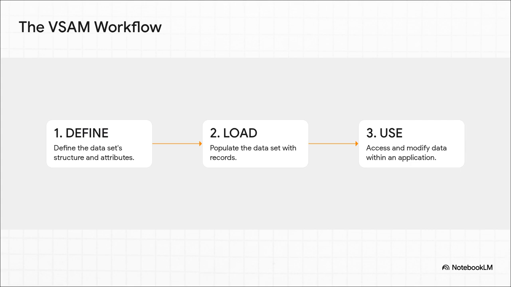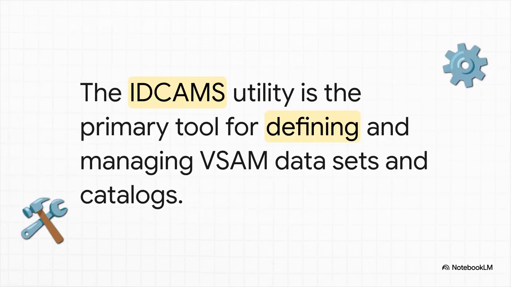First, you define the structure of the dataset. What type is it? How big is it? What are its keys? Next, you load it. Populate it with all of its starting data. And finally, once it's defined and loaded, it's ready to use in your application, where programs can read, update, and add new records.